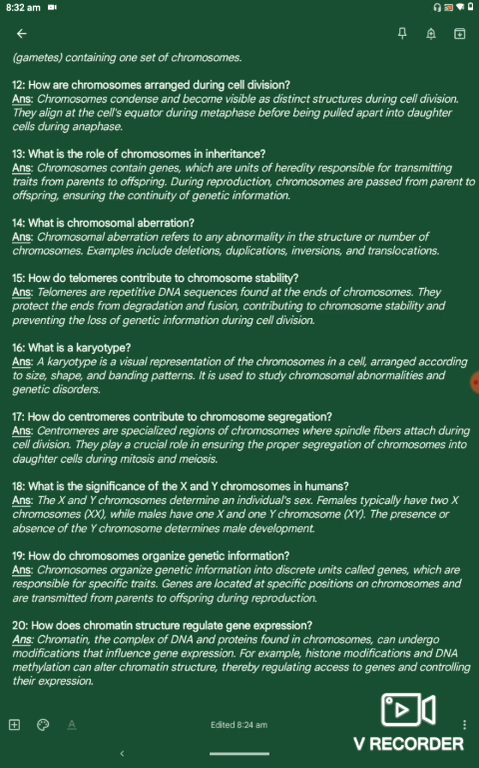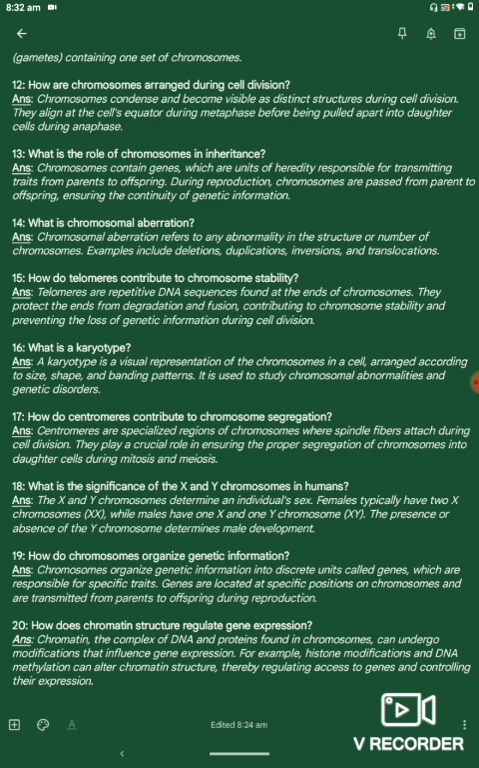Question 15. How do telomeres contribute to chromosome stability? Answer. Telomeres are repetitive DNA sequences found at the ends of chromosomes. They protect the ends from degradation and fusion, contributing to chromosome stability and preventing the loss of genetic information during cell division.